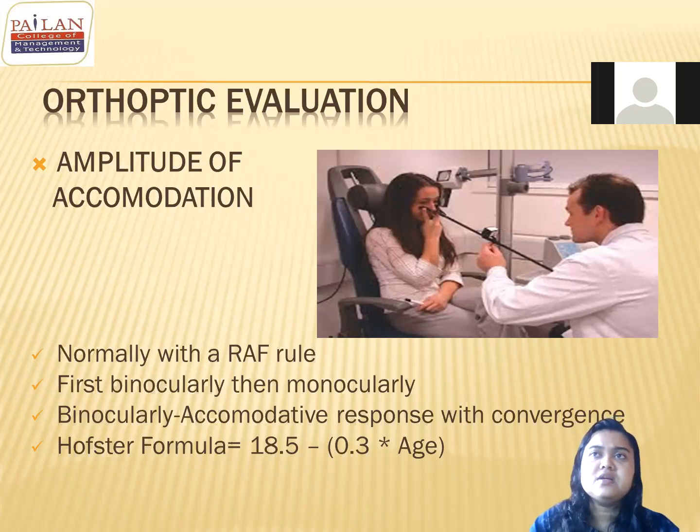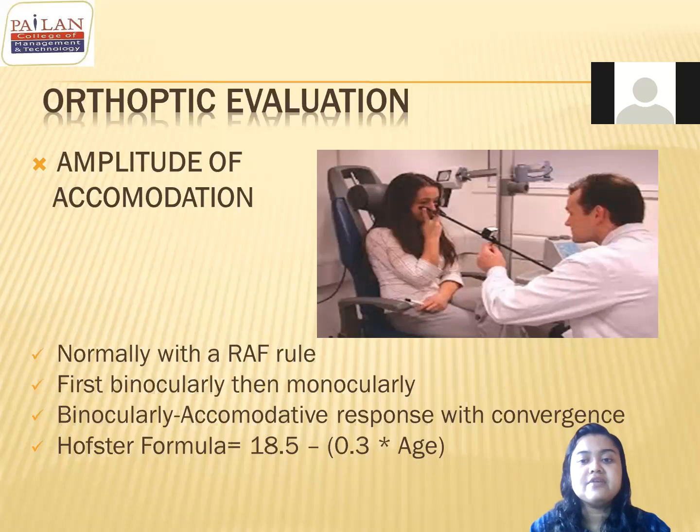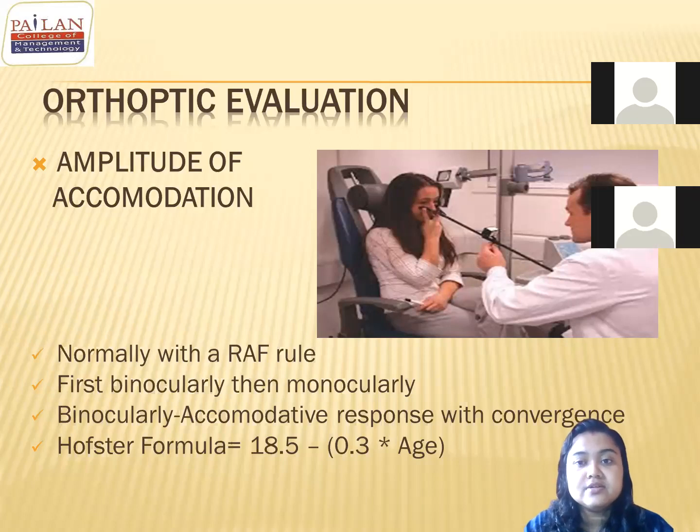So what should be the correct amplitude of accommodation? Can anyone try? Suppose the child is 15 years old. Can anyone try from this calculation, Hofstadter's formula? If the child is 15 years old, what should be the correct amplitude? 14. Yes, Rajdeep. 14 diopters, ma'am. Yes. How did you calculate? Please tell.